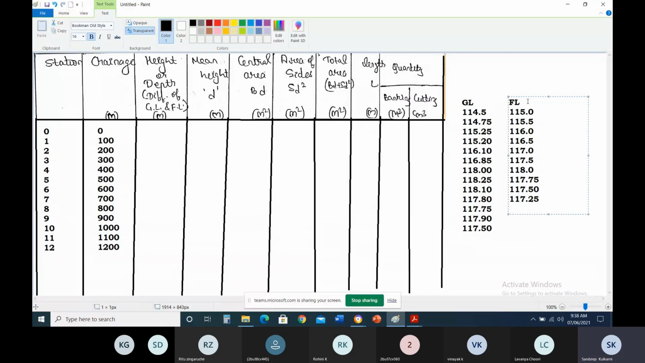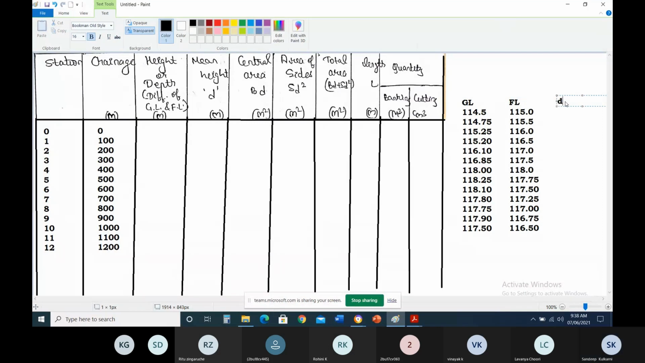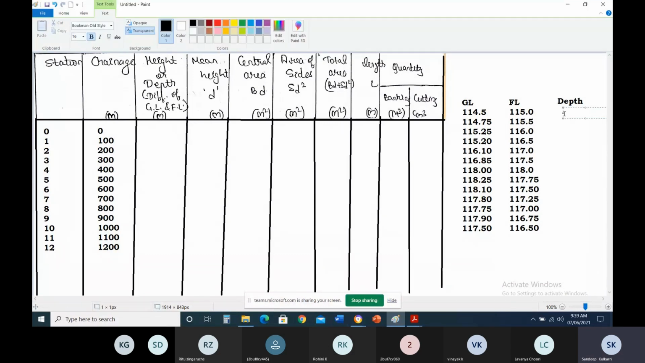So these values I'm copying here. Okay. So now from this, what we have to calculate is depth. So how to calculate depth? As I told you, FL minus GL. Remember, FL minus GL. Okay, FL minus GL. So first depth I will get 0.5. Just subtract 115 minus 114.5.